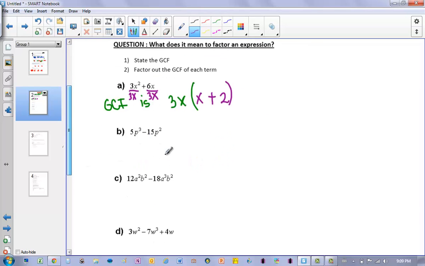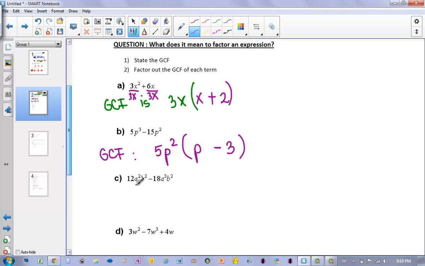Let's take a look at the second one. What is the GCF? Well, we have to take a look at the greatest number factor, which I'm hoping you see is 5, and the variable with the lowest exponent, in my case, p squared. And again, we talked about that imaginary division line. Imagine you're dividing every term in your expression by the greatest common factor. So what is 5p cubed divided by 5p squared? Just p, and then minus 3.